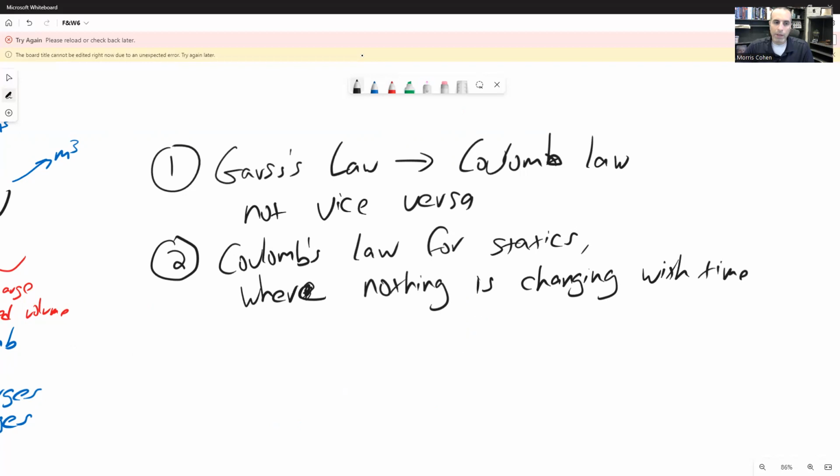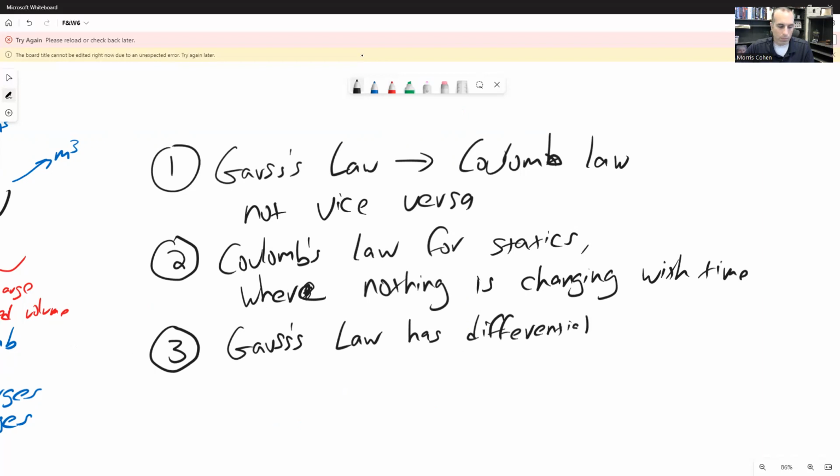All right. Gauss's law also has a much more useful differential form we're going to cover in the next lecture. And so those are the big reasons why we're introducing Gauss's law instead of just sticking with Coulomb's law.